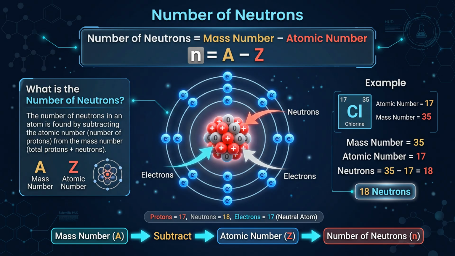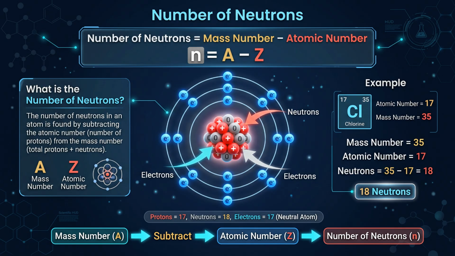It is also helpful to remember the relationship among the three quantities. The atomic number tells us the number of protons. The mass number tells us the total number of protons and neutrons. The number of neutrons is found by subtracting the atomic number from the mass number. These three formulas are closely connected.